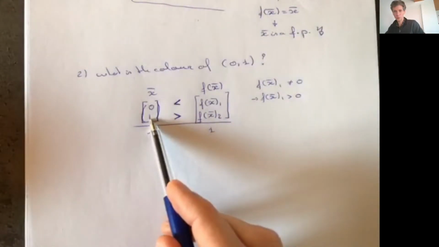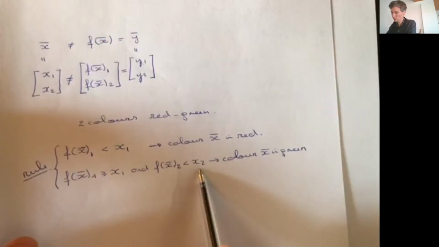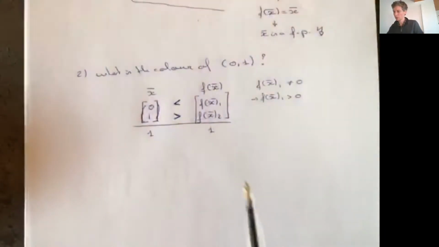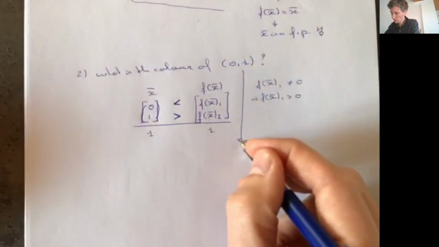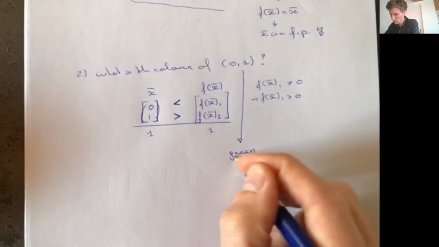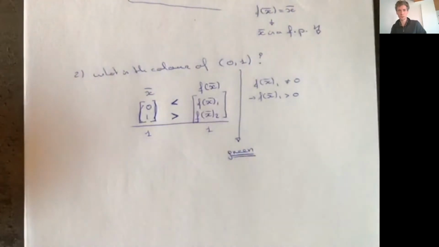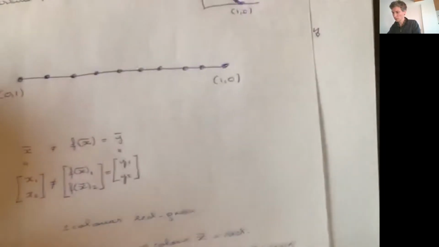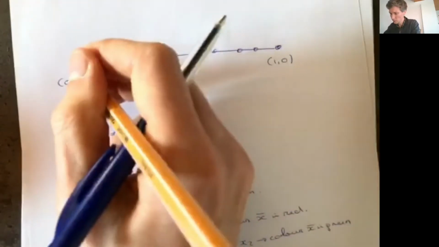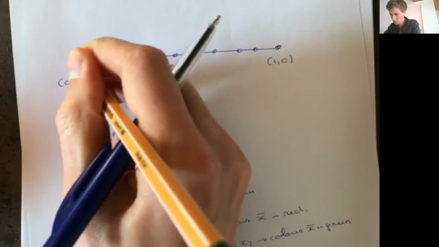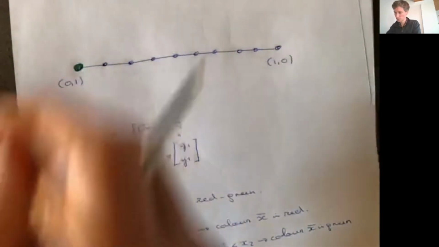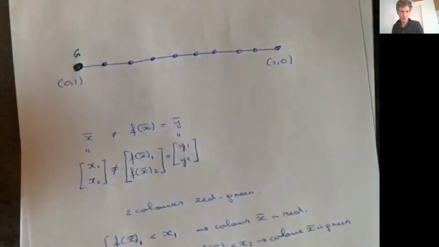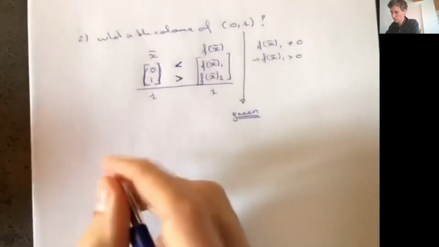So we are in this case here, and f of x2 is strictly smaller than the second component of x. So this means that this one here has the color green. Okay, so (0, 1), we can color this in the color green. All right. I don't know if you can see it, but this is green.